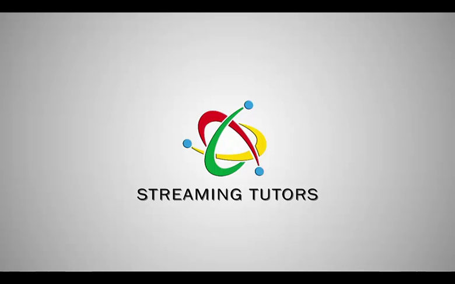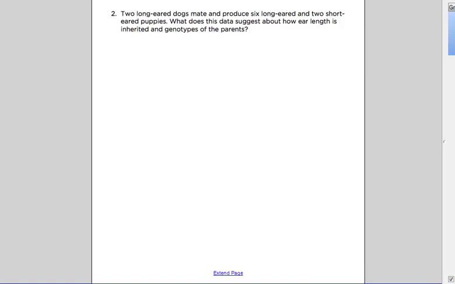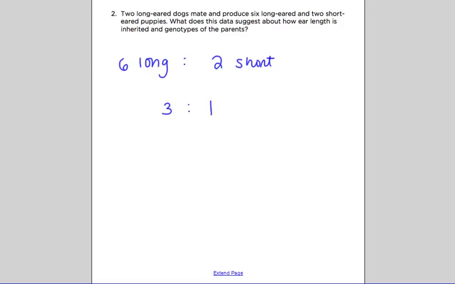puppies. What does this data suggest about how ear length is inherited and the genotypes of the parents? So if you look at the offspring, you have 6 long-eared puppies and 2 short-eared puppies. If you reduce these numbers down, or divide both by 2, you can see that you actually get the 3-to-1 Mendelian ratio, where the dominant phenotype occurs more frequently.